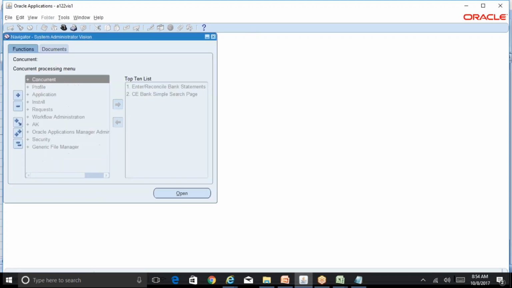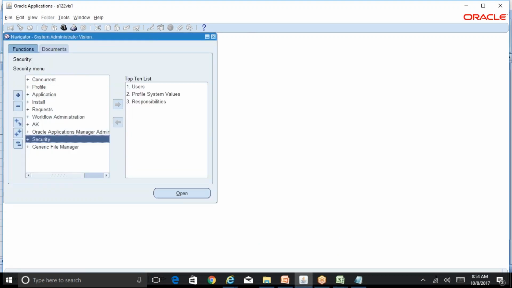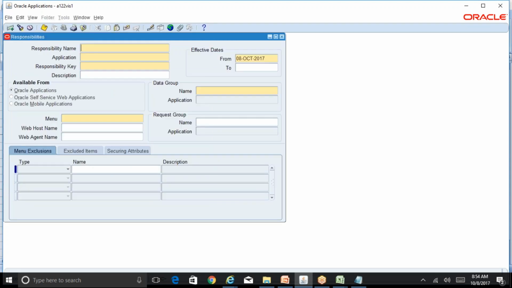We need to go to System Administrator, Security, Responsibility, Define. I had already defined this particular responsibility. The naming convention is Fixed Asset Super User Reliance INR. As I said, the fixed assets is at a ledger level, so I've used the word Reliance INR, and application is Assets, responsibility key any unique key. Data group will always be Standard. And the menu, I have copied from the normal Fixed Assets Vision Operations responsibility. The request group also I just copied from there. This particular FA main has got all the concerned FA related menus.